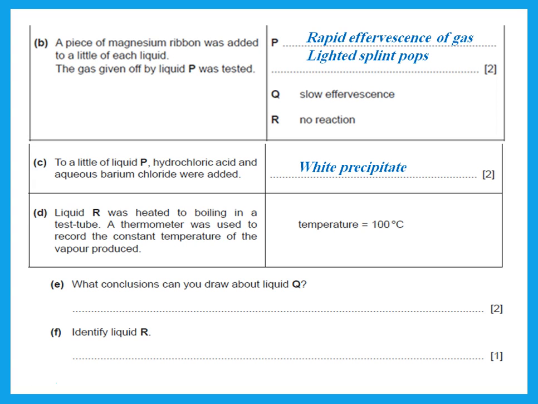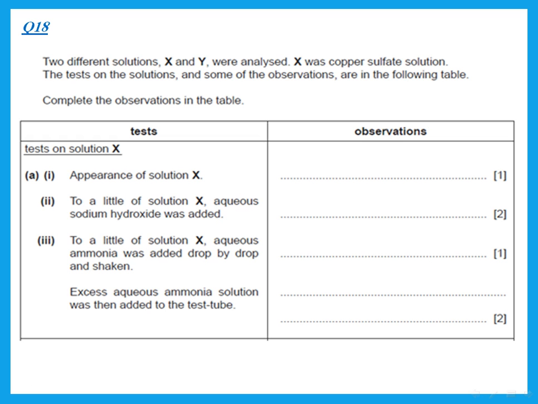Liquid R, he said he heated it to boiling and it boiled at 100 degrees Celsius. What does that tell you? That R is water. So what conclusions can we draw about liquid Q? Liquid Q is the one that we said is ethanoic acid and it's a weak acid. And liquid R is the one that boils at 100, so that is water.